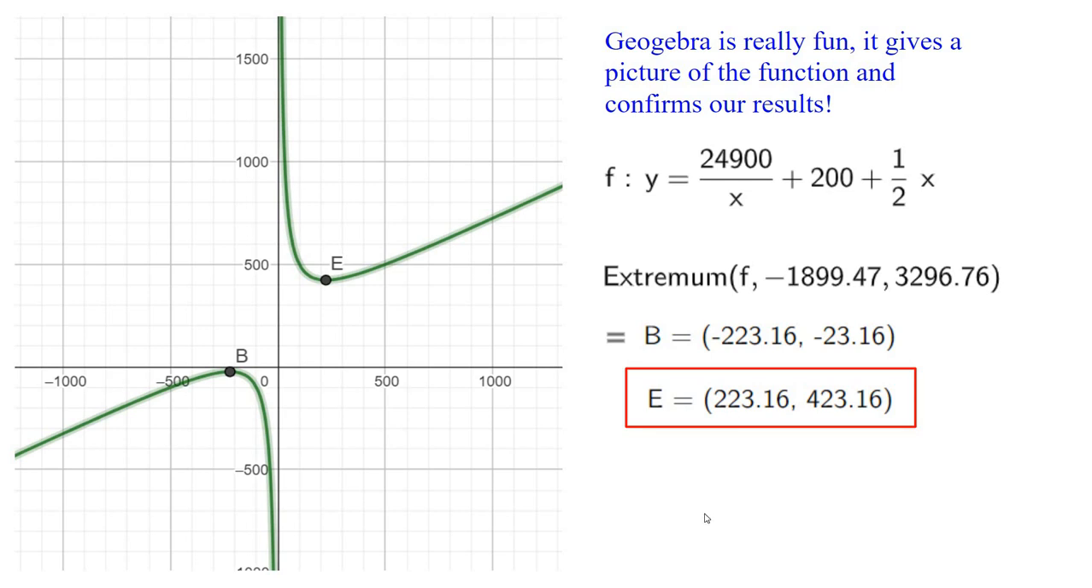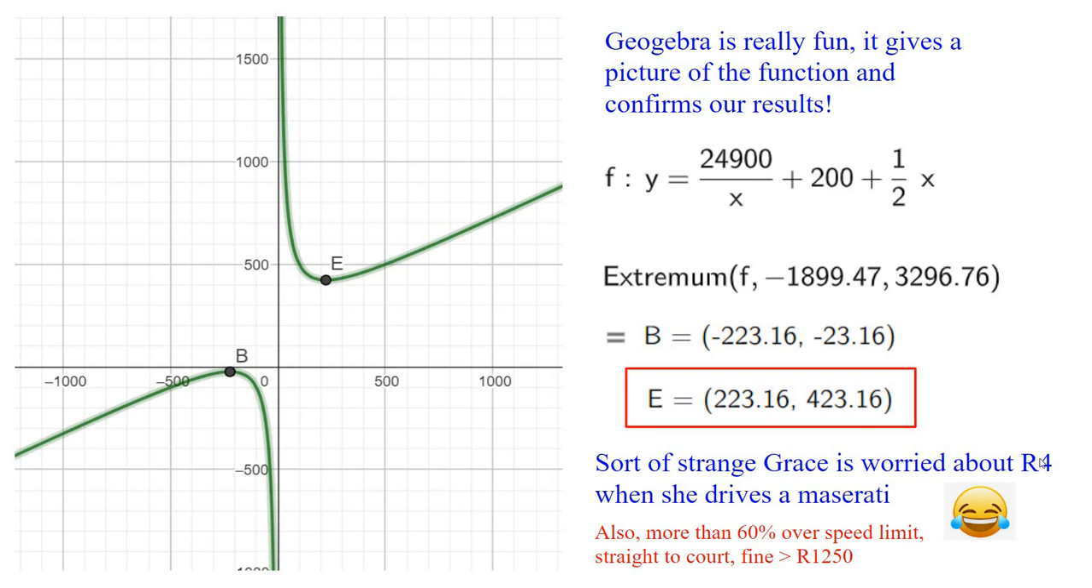Well, that's pretty weird, because if she's worried about 4 Rand, she wants to minimize the cost, she's going to get one heck of a speeding ticket, and it's kind of weird. Anyways, it's all very funny. But there's that question done.